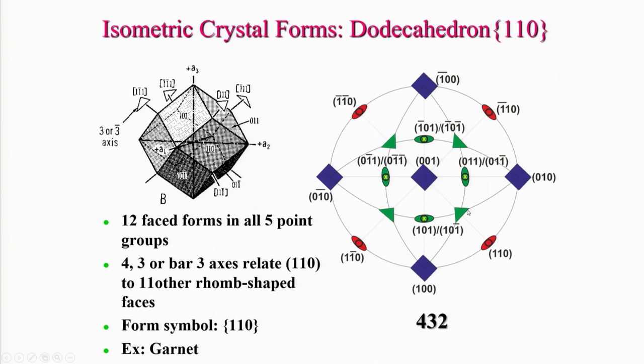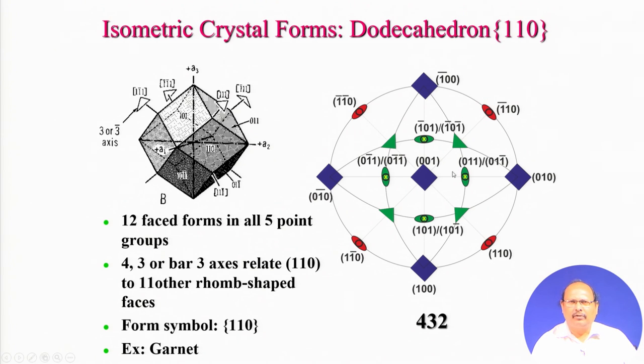So, if you have this triangle here, this is the triad. What will happen here is that this threefold axis of symmetry will act upon this. And I told you that at the 120 degree position, this 110 face will come here. Another 120 degree position or rotation, this will come here.